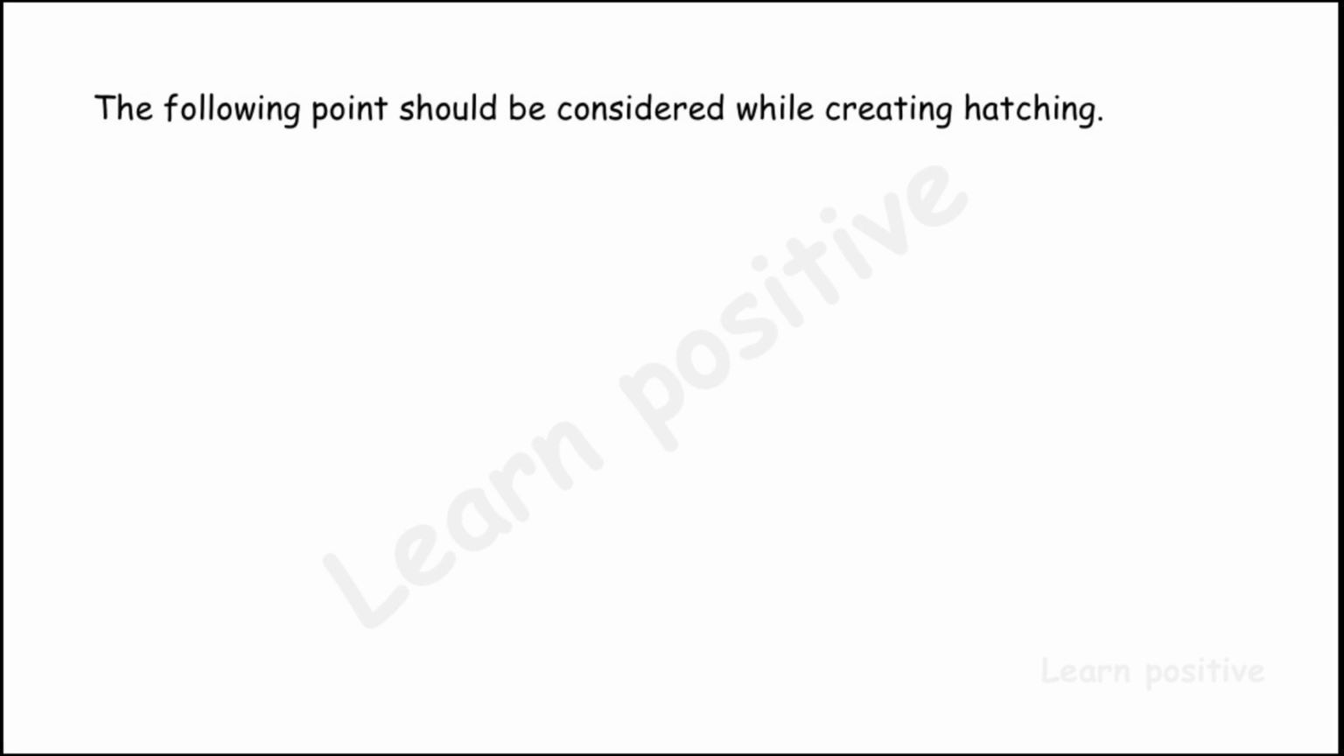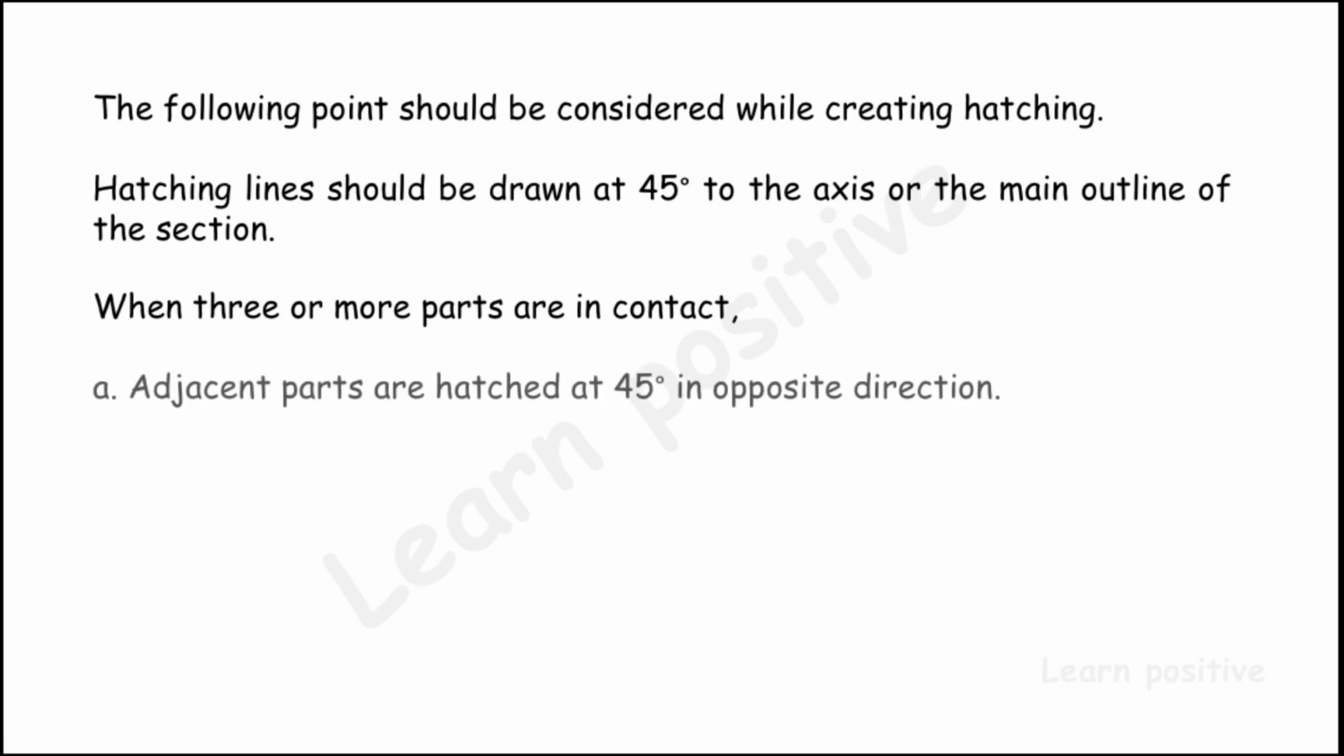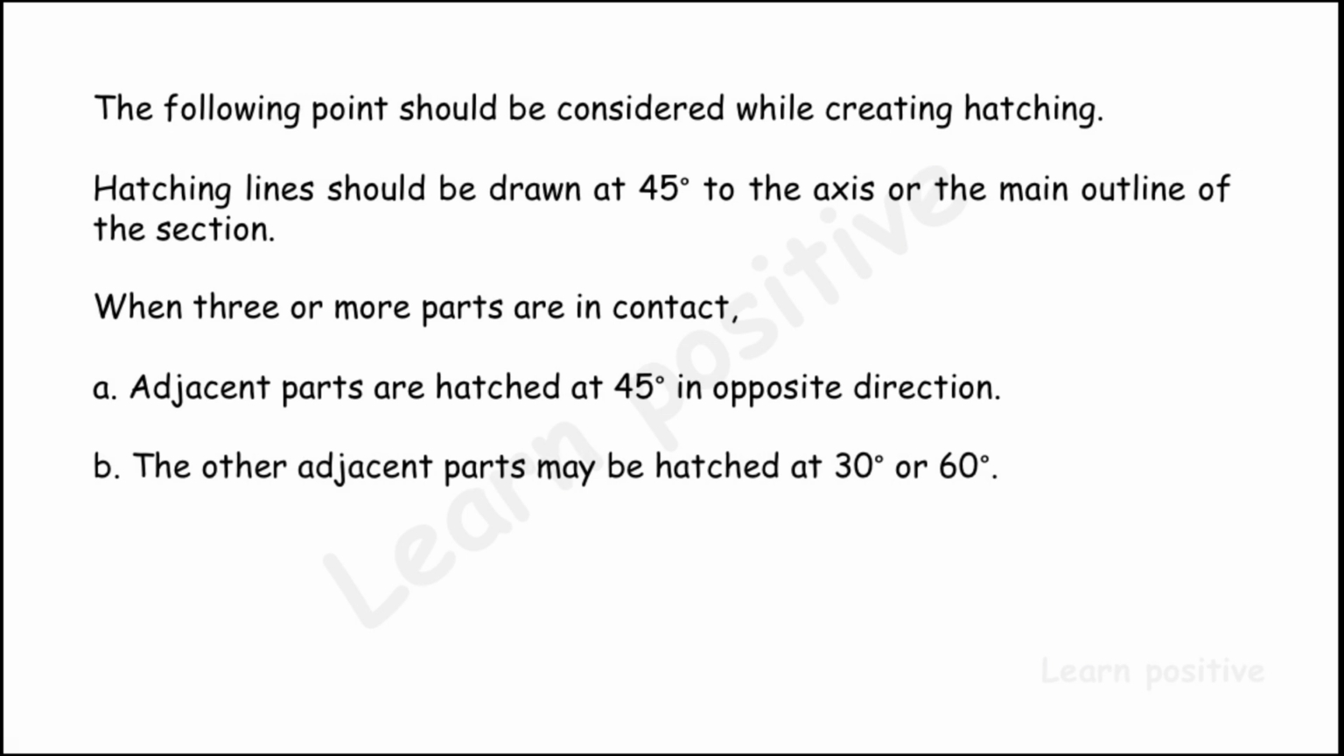The following points should be considered while creating the hatching lines. Hatching lines should be drawn at 45 degrees to the axis or the main outline of the section. And when three or more parts are in contact, we have to choose the adjacent part to be hatched at 45 degrees in opposite directions. Already we have seen in the diagram 45 degrees to the right and 45 degrees to the left. Likewise, if there is another part, it has to be hatched at 60 degrees or 30 degrees to the right or left. It is chosen by our own choice.